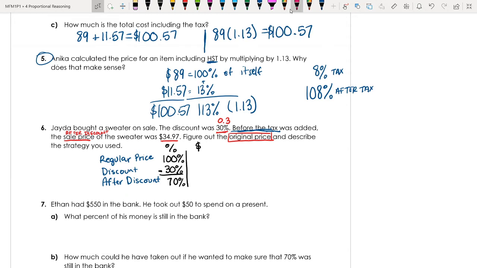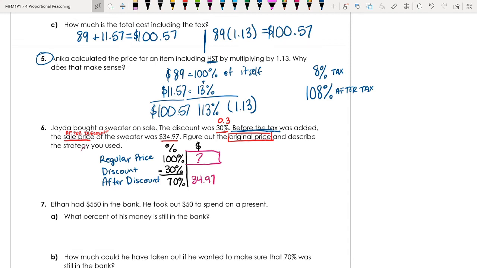What about on the other side? Which of those values do we know? We know the after discount price is $34.97. What are we trying to find? We're trying to find the original price. And we know the after discount as a percentage and as a dollar amount.